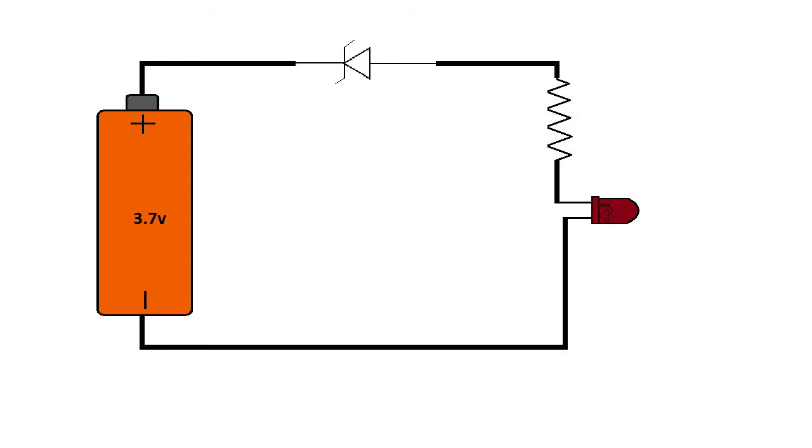Now let's take an example for the zener diode. In this circuit, the diode is connected in reverse. The LED is not glowing, like a normal diode.